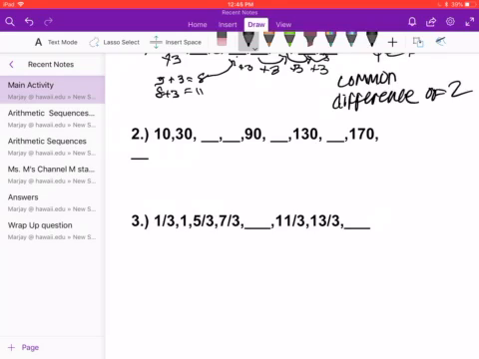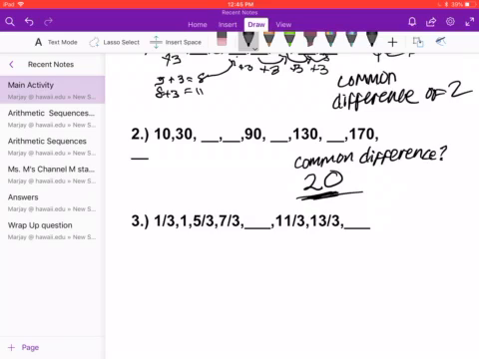Okay, I'm assuming that you guys have already paused the video, so now let's get into it. First of all, what is the common difference? Right, it's 20. Ding, ding, ding. Because from 10 to 30, we added 20 in order to get to the next term.